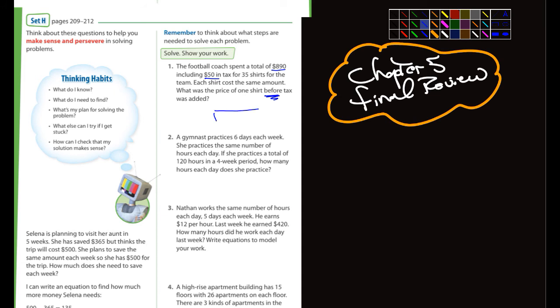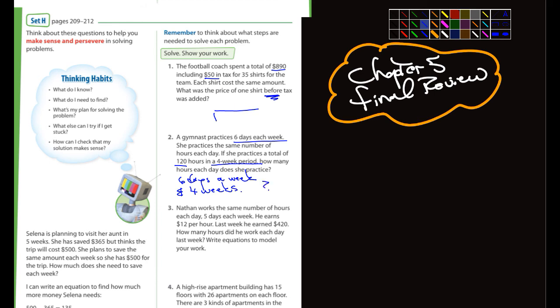Number 2, a gymnast practices 6 days a week, and she practices the same number of hours each day. Okay? So if she practices a total of 120 hours in a 4-week period, how many hours a day does she practice? So now think about this. There's going to be a couple steps here. First off, we're talking about 6 days a week. So 6 days a week. And 4 weeks. How many days is that?